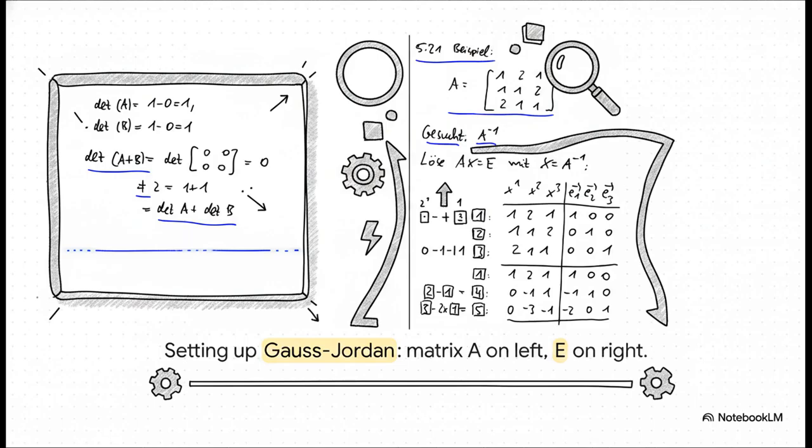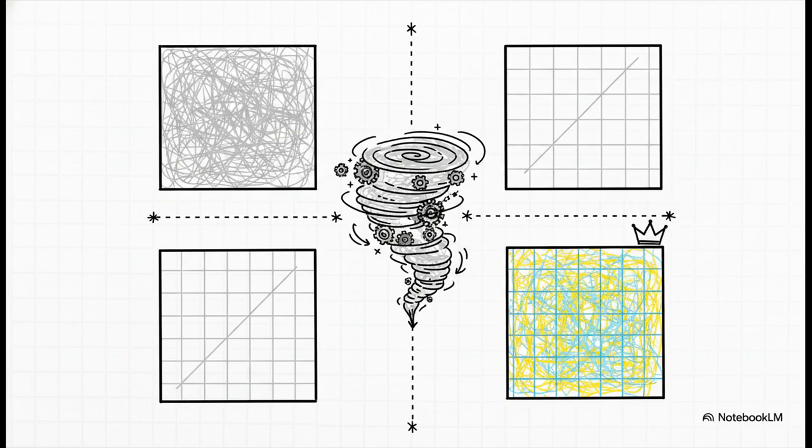In our example here, matrix A has 1, 2, 1 in the first row, and the right side is just your standard identity matrix, so 1, 0, 0 in that top row. Now what's the game plan? Your objective during the exam is simply to use elementary row operations to turn that left side into the identity matrix. You want those nice ones on the diagonal and zeros everywhere else.